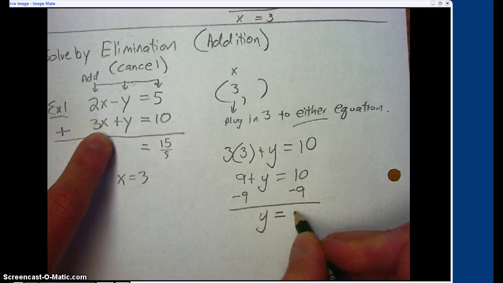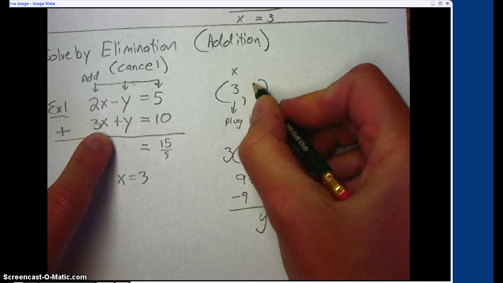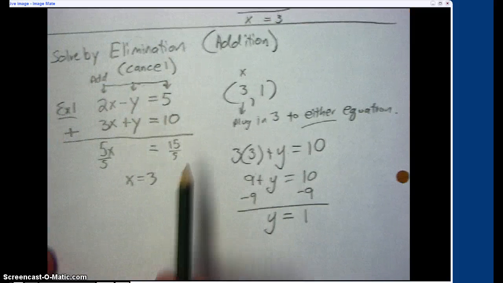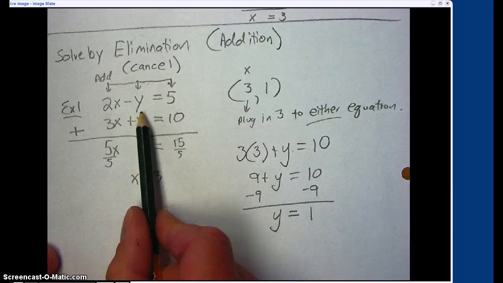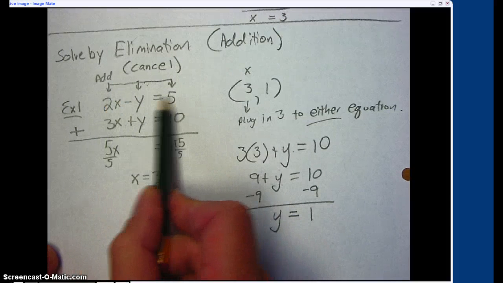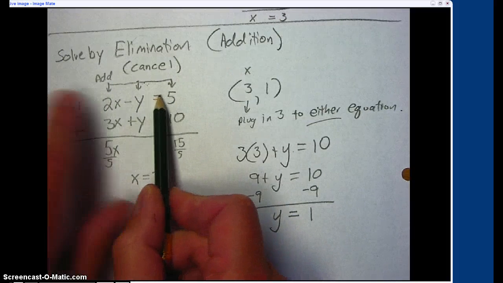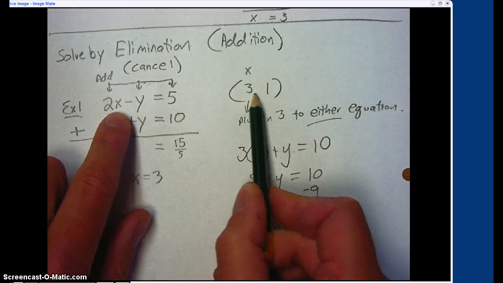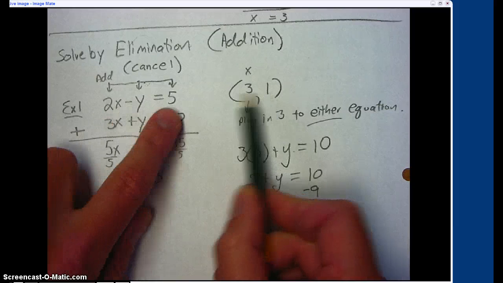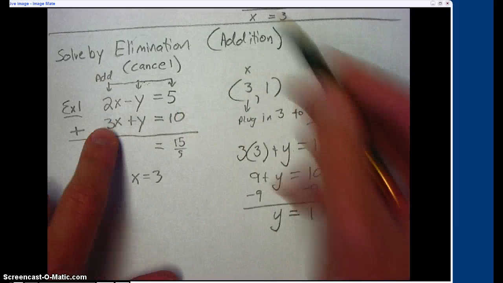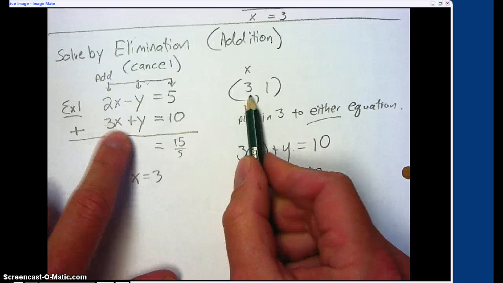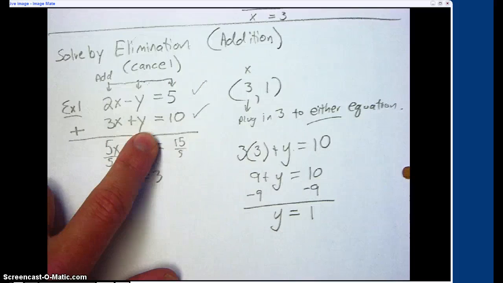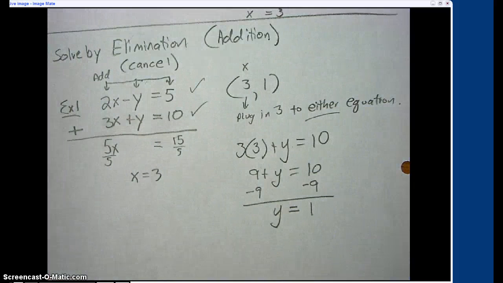Y equals 1. So now my ordered pair is (3, 1). Now we already checked it in the bottom equation, but shouldn't it also work in the top equation? We'll verify it. What's 2 times 3? 6 minus 1, which is y. 6 minus 1 is 5. And just for fun, do it here. What's 3 times 3 plus 1? We have verified that it works. Any questions on that?